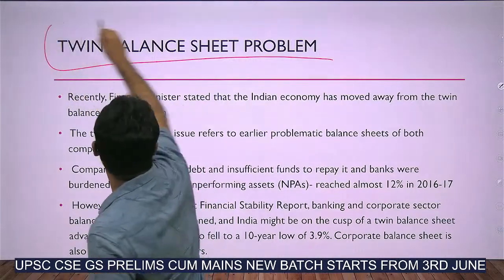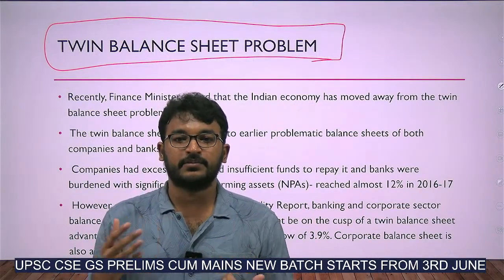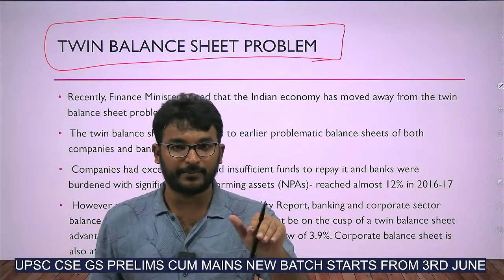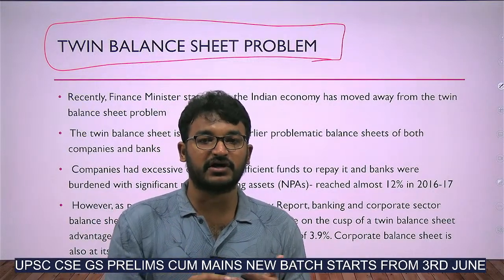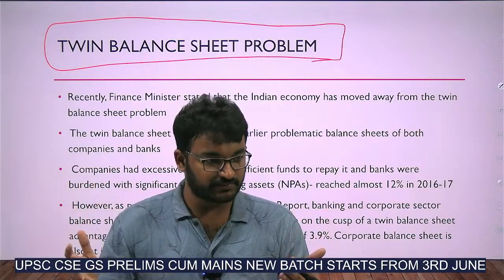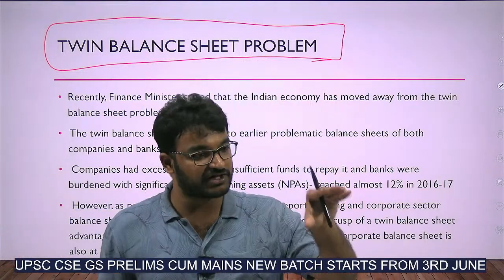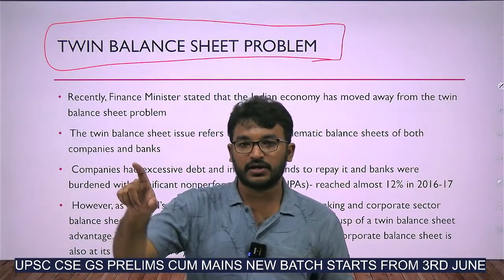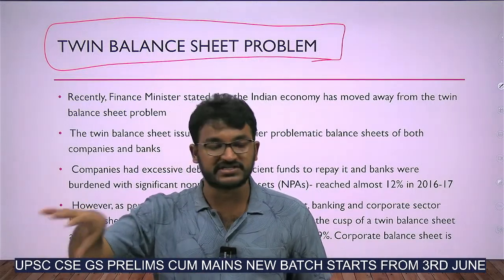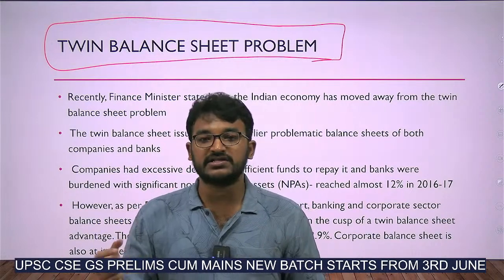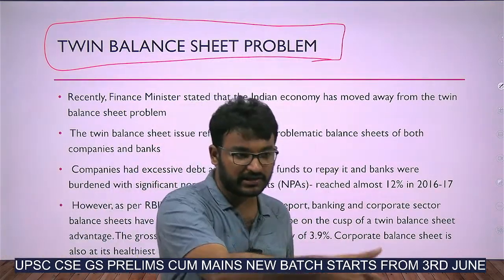Next, twin balance sheet problem. What is this twin balance sheet problem? The major players in our economy are banks, individuals and corporates. Most of the loans banks give are to corporates, in larger amounts. If corporates default on loans, banks will also face problems. Say the economy is not doing well and the steel sector is in problem. Companies like Bhushan Steel, JSW Steel and Tata Steel normally take loans, and there can be a situation where they can't repay the loans to the banks.